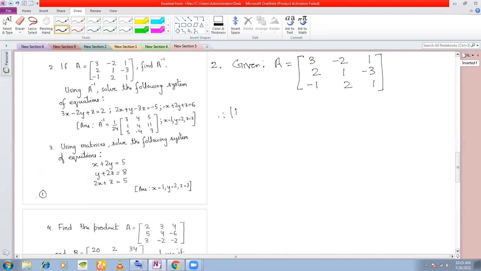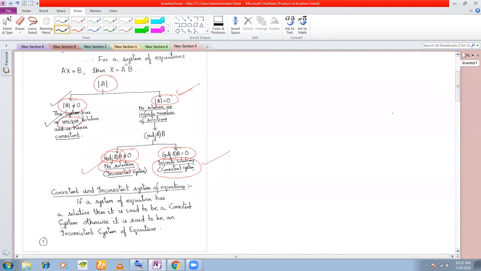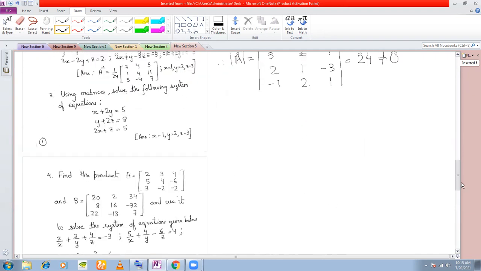First find out the determinant value of A. 3, minus 2, 1, 2, 1, minus 3, minus 1, 2, 1. So the determinant value of A here, you know how to expand a determinant, is equal to 24, not equal to 0. That means, if the determinant value of A is not equal to 0, according to this chart, it has a unique solution.